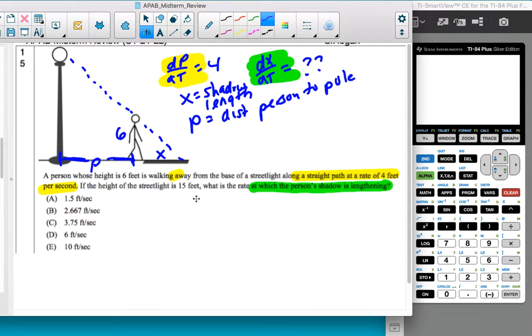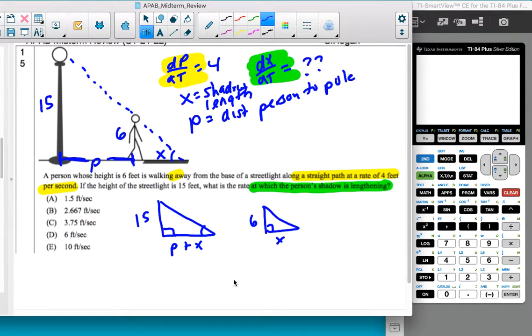And I know that the height of the streetlight is 15. That's also a constant. The streetlight is not changing. So basically what's happening here is this is similar triangles. There is a larger triangle that has a 15 and a P plus X, and has this same angle, because both of these have the same angle. And there is a smaller triangle with the 6-foot person and the X only.